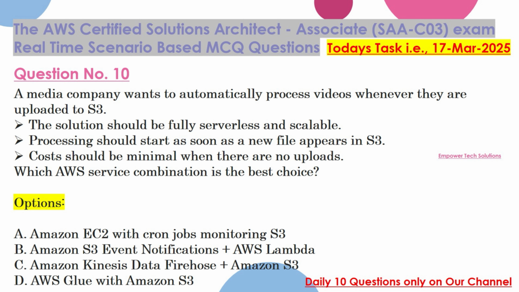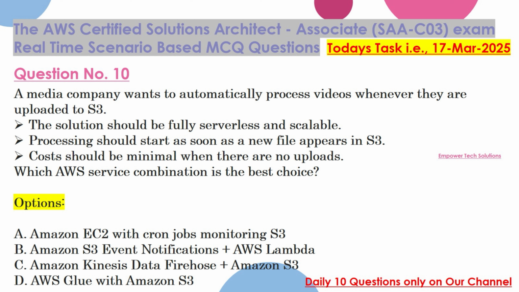Question 10. A media company wants to automatically process videos whenever they are uploaded to S3. The solution should be fully serverless and scalable. Processing should start as soon as a new file appears in S3. Cost should be minimal when there are no uploads. Which AWS service combination is the best choice?